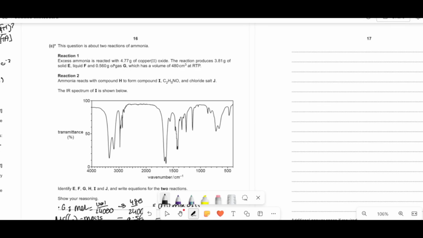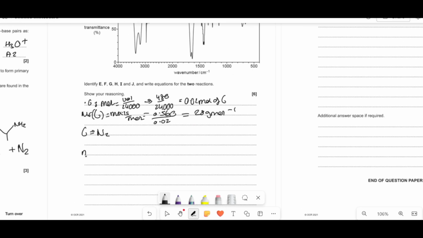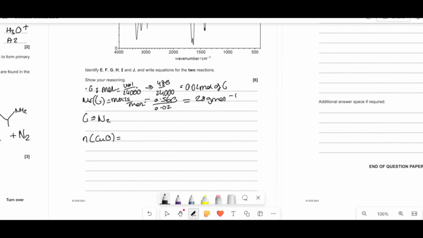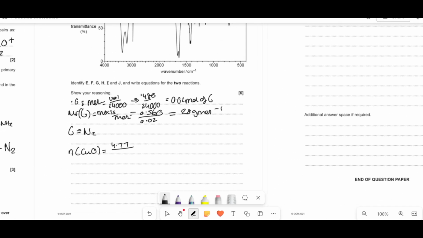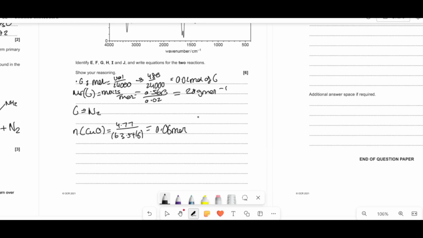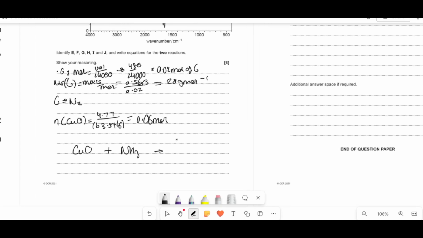Cool. So now we know that we have this much copper oxide, so we can work out the moles of CuO as well by doing its mass over its MR, which is 4.77 over the MR of CuO, which is going to be 63.5 plus 16. If we do that, we end up getting 0.06 moles. All right. So if you look, this amount of this reacting with ammonia makes this many moles of G, as in CuO plus NH3 makes some mysterious amount of N2. Can you see how there is 0.06 here, and there's N2 there, and that's going to be 0.02. There's 3 CuOs for every one of them immediately.